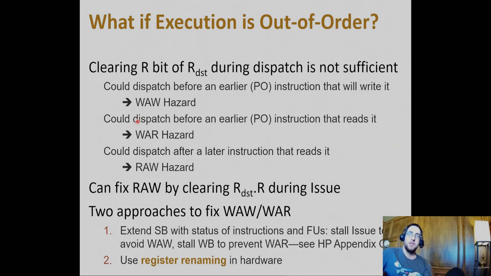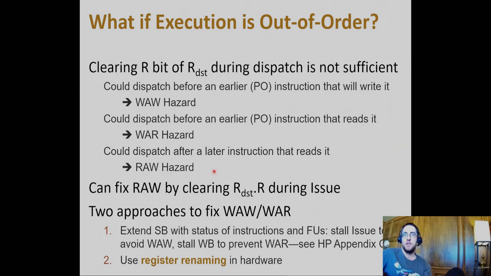Another problem that would exist with just our single bit dispatch protection is that we might dispatch before an earlier instruction that reads from that operand. And so this would cause a write after read hazard, because we would stall that earlier program order instruction until we finish this out of order execution instruction, which would write the wrong value to the register that would get read. And then finally, we might dispatch after a later instruction that reads from the destination register, which would violate our true dependencies. If the later instruction in program order comes earlier than we do. This is the inverse of this statement right here, right?